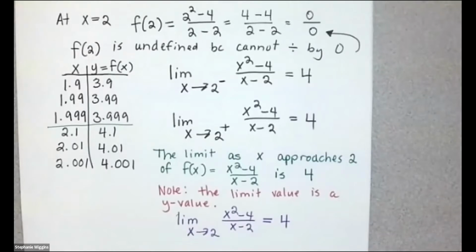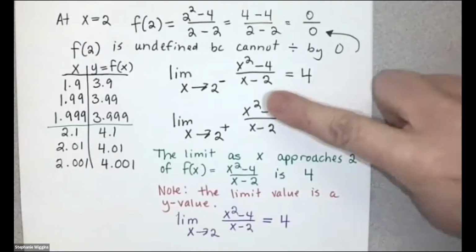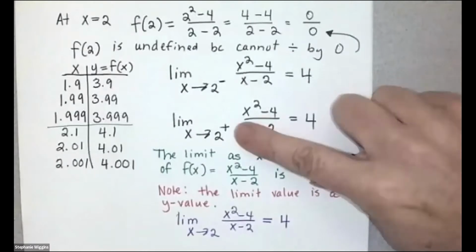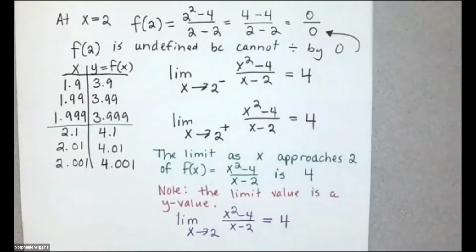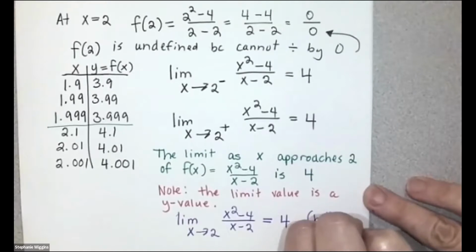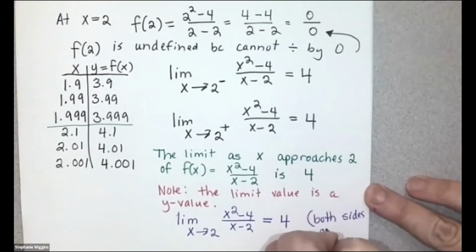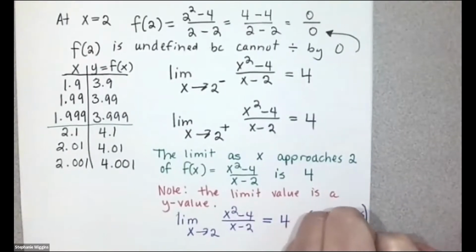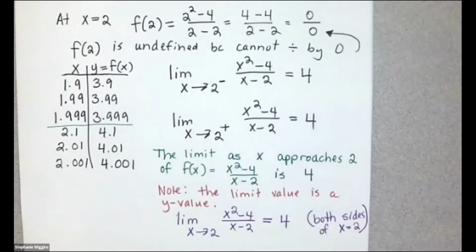Now, let's look at the 3 situations. Here we have the left-hand limit because of that little negative sign there. Here we have the right-hand limit because of that little positive sign there. Notice down here, I didn't have any sign. I left it blank after the 2. That just means we're talking about both sides of the x value, which is 2 in this case, both sides of 2.